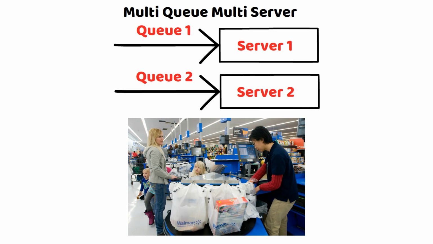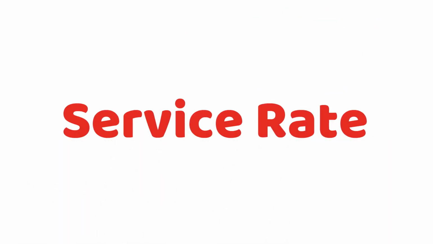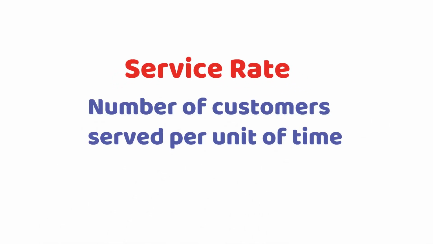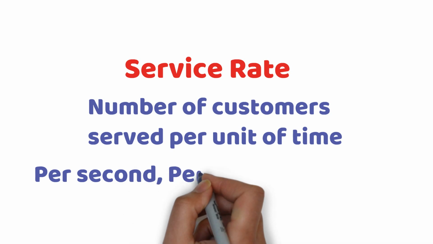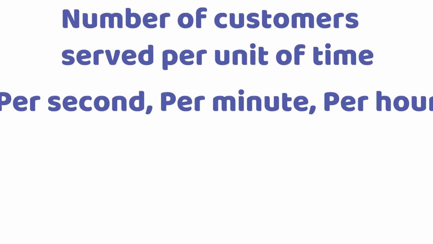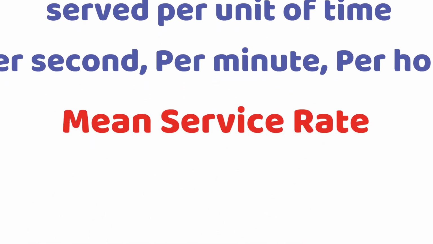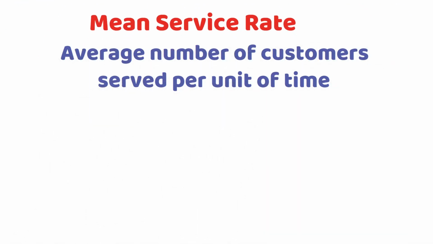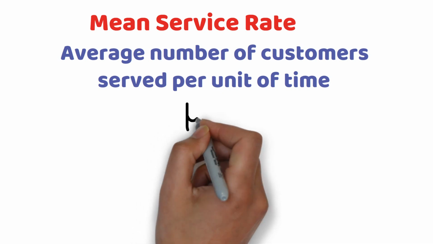We calculate three parameters in the service mechanism or service pattern. Service rate. Service rate is the number of customers served per unit of time, which may be per second, per minute or per hour. Mean service rate. It is the average number of customers served per unit of time. It is denoted by the Greek letter mu.